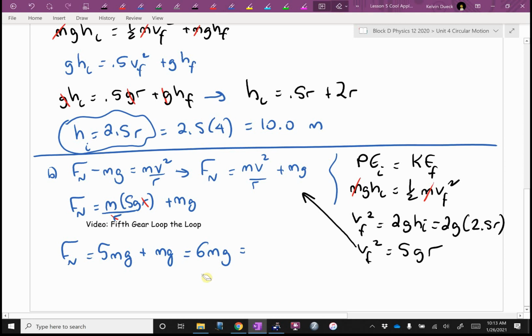By the way, how many g's are they pulling at the bottom? If your normal is 6 mg, how many g's are they pulling at the bottom? 6. You're pulling 6 g's at the bottom, which most people can't handle. None of you have ever been in a circular roller coaster loop. What'd you get? 2,940 newtons of force. Divide that by 9.8. How many kilograms would they feel like they weighed at the bottom? And the answer to part C, how many g's are you pulling? 6 g's.